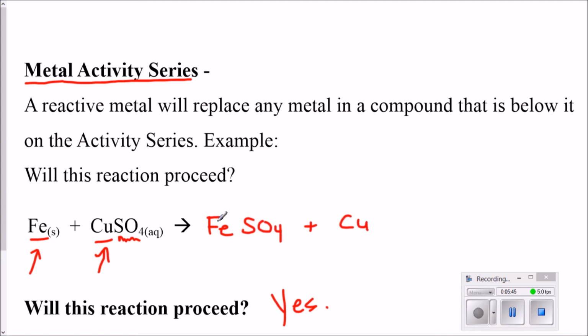Now we have a choice between 2 and 3. Remember, it will form 2 because that's what it says on the activity series. This crosses over, so these charges cancel out. We then just have to balance, and this is exactly what is formed.